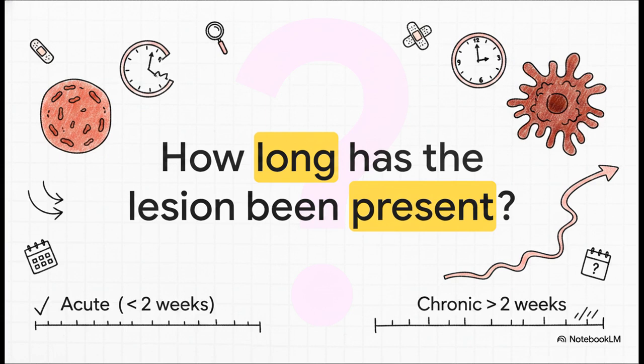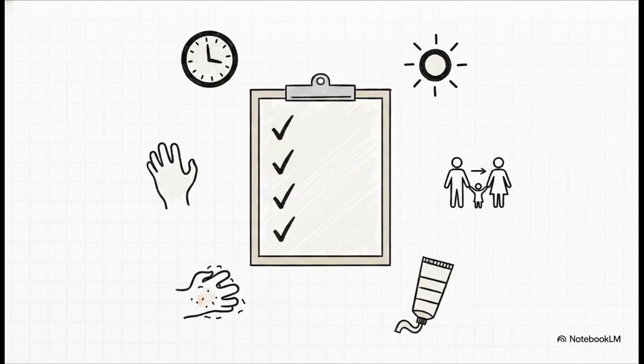We have to immediately figure out if we're dealing with acute lesions, meaning they've been present for less than 2 weeks, or chronic lesions, which have been hanging around for more than 2 weeks. Honestly, this single little detail instantly cuts your differential diagnosis right in half. So here is your essential go-to checklist for the patient history.